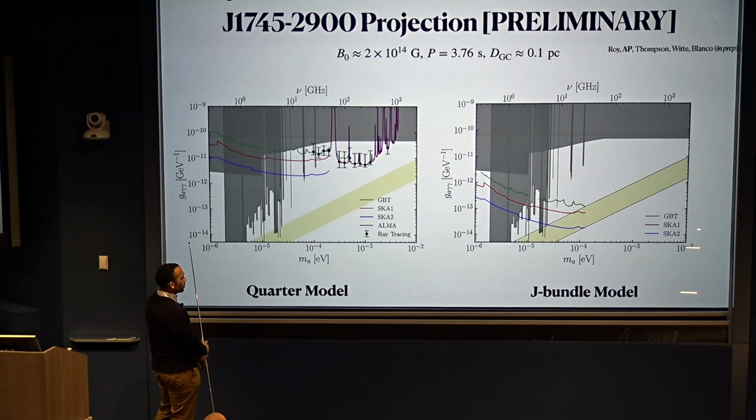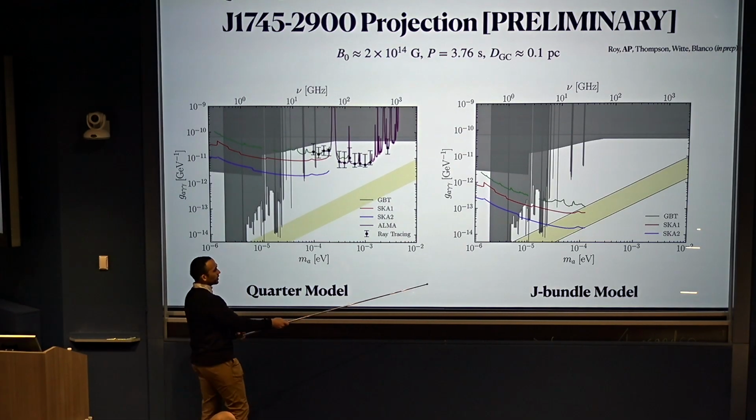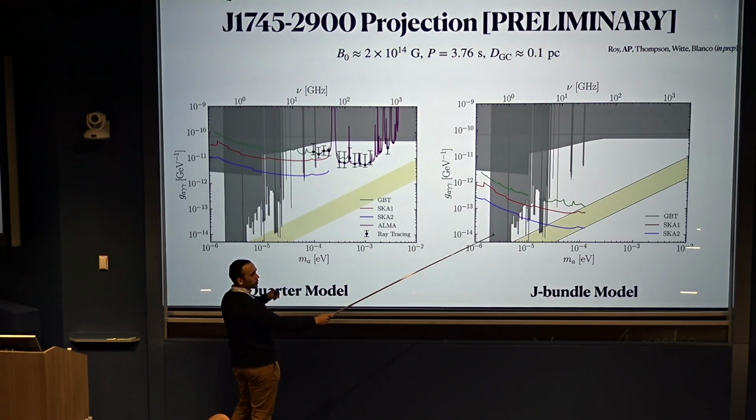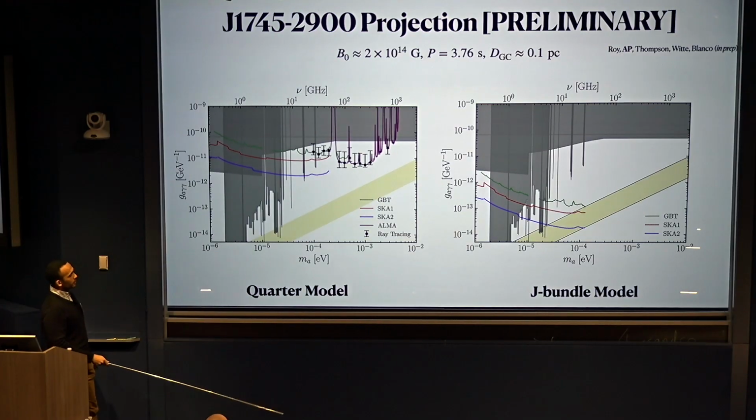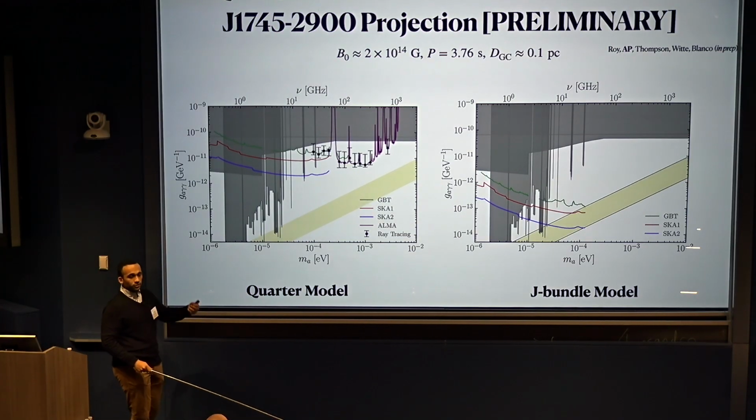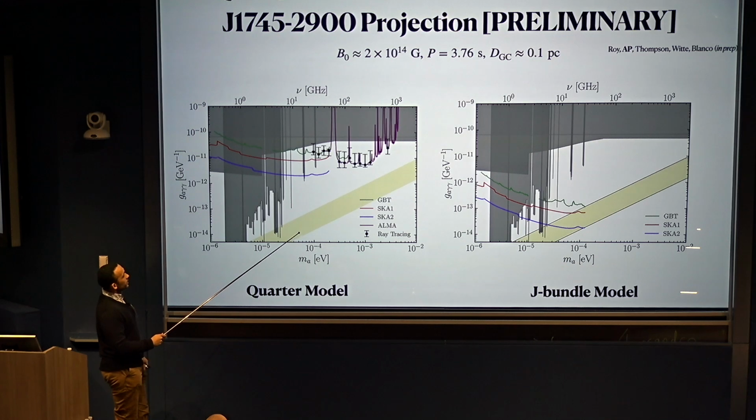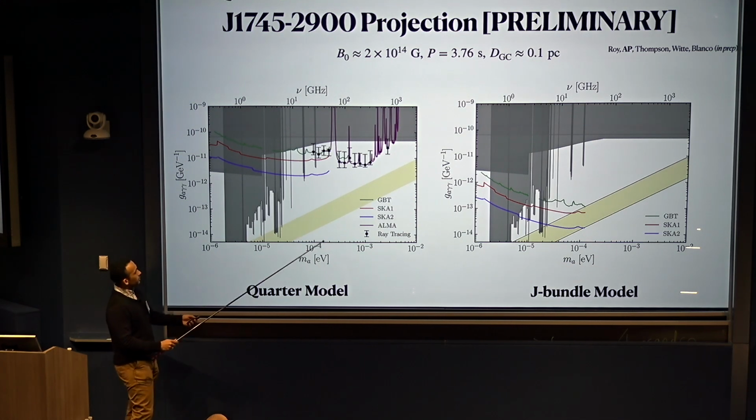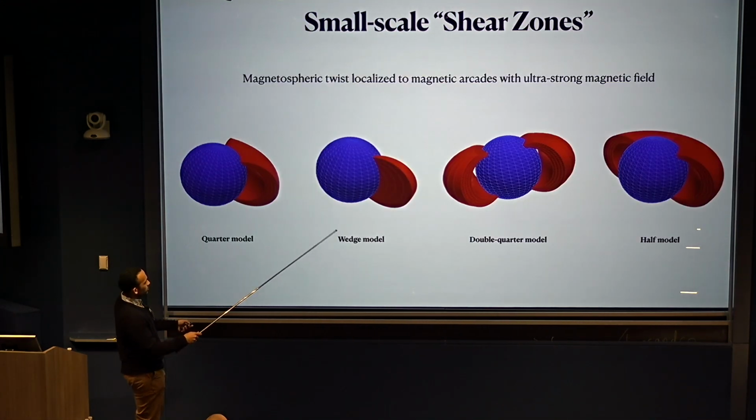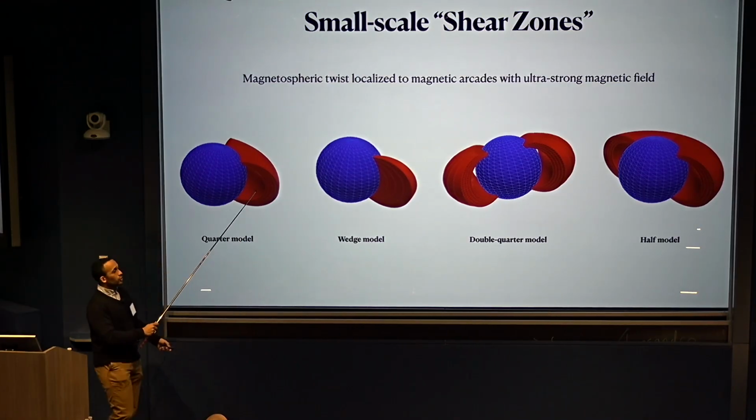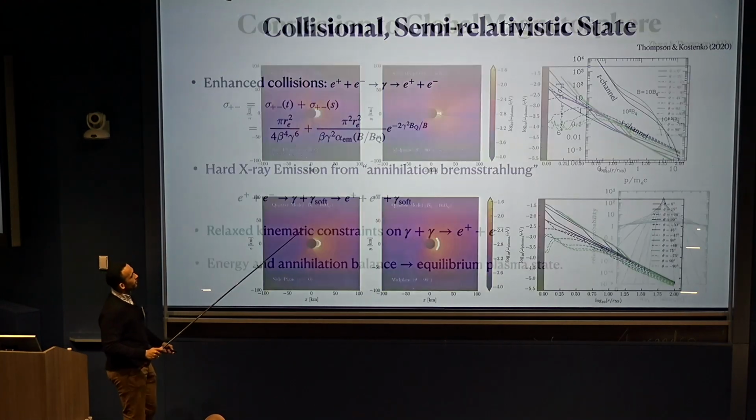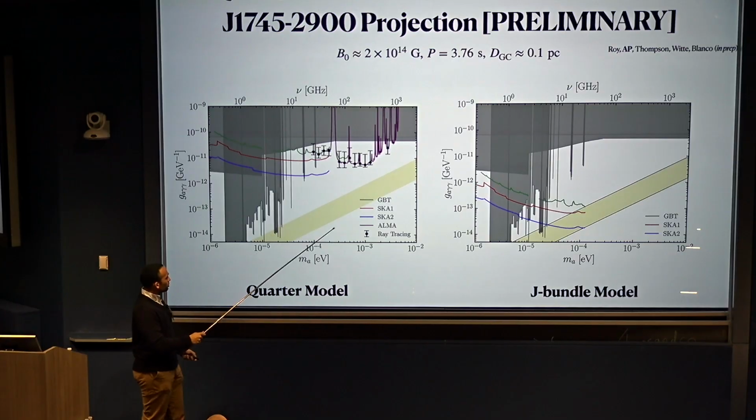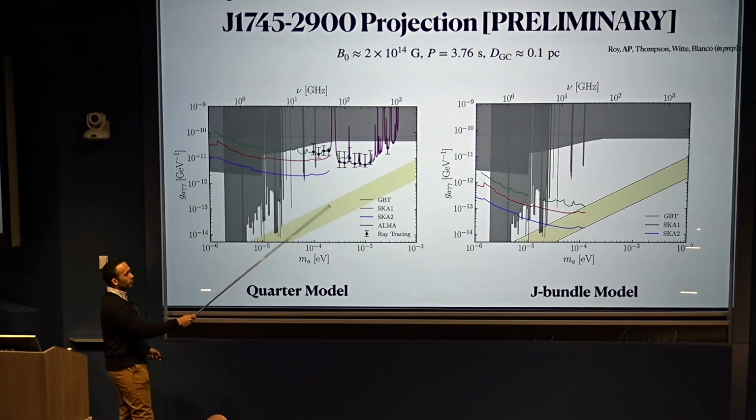And so what I'm showing here are two different models. One here is the first model that I talked about, this so-called J-bundle model, in which you have a fairly low electron-positron density that allows the formation of electric fields. And here is a particular geometry, this quarter model, which shows a magnetic field loop that extends over about a quarter of the azimuth of the neutron star. And there are similar plots for other models that are all roughly in this range.